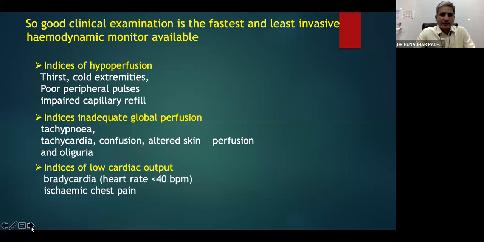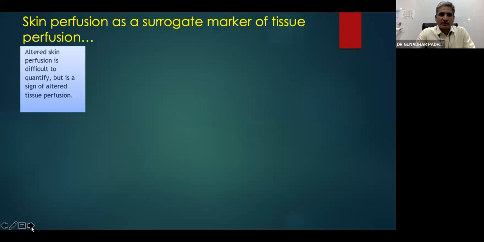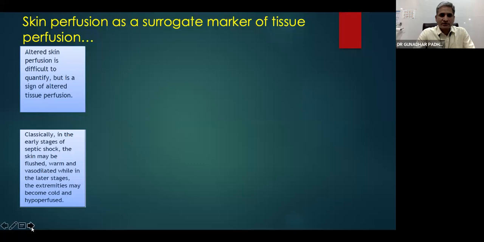These are the different indications of low cardiac output, like bradycardia, where the heart rate is less than 40, or ischemic chest pain, which also tells the intensivist that there is something wrong going on in the particular patient. Skin perfusion is always a very important marker. It is one of the surrogate markers in hemodynamic monitoring. Altered skin perfusion is difficult to quantify, but it is a sign of altered tissue perfusion and should alert the intensivist that the patient is in a hypoperfusion state.